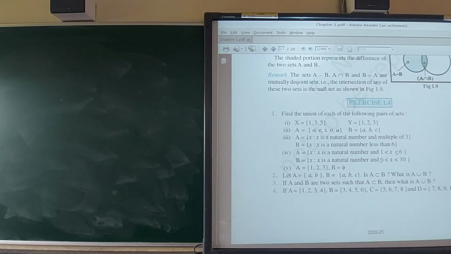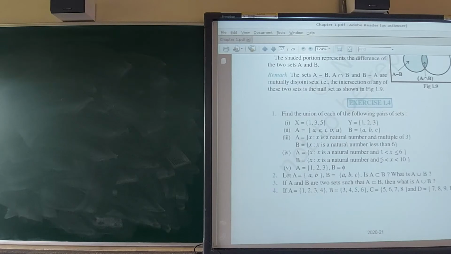Today we start exercise 1.4. Find the union of each of the following pairs of sets. X is 1, 3, 5, and Y is 1, 2, 3. The union of the first part is 1, 2, 3, 5, which means all the elements should come. So X union Y is 1, 2, 3, 5.